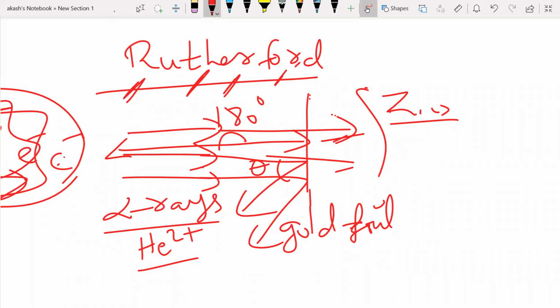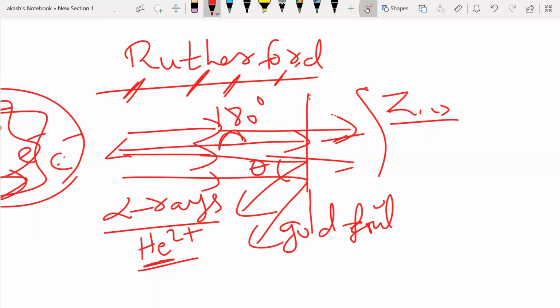Actually, before Rutherford, there was Goldstein who found out protons. I'll tell you how protons were discovered, but for now, assume that the protons were discovered. So he says, since there is a deflection happening, this deflection will happen because of the presence of protons, because they are also positively charged. Okay, fine.